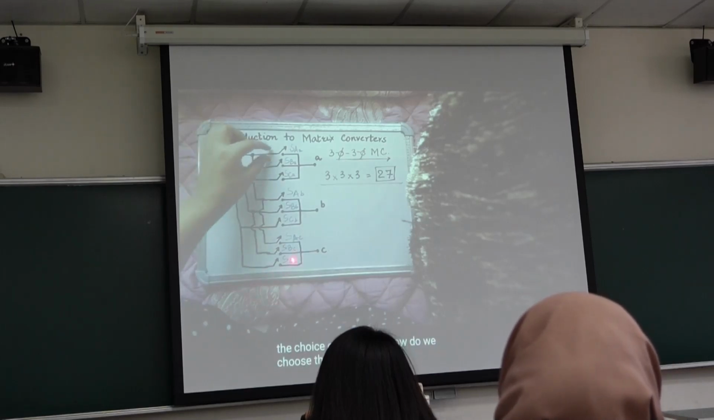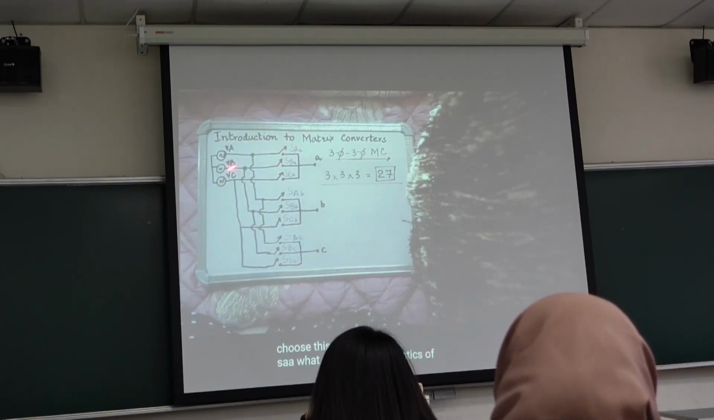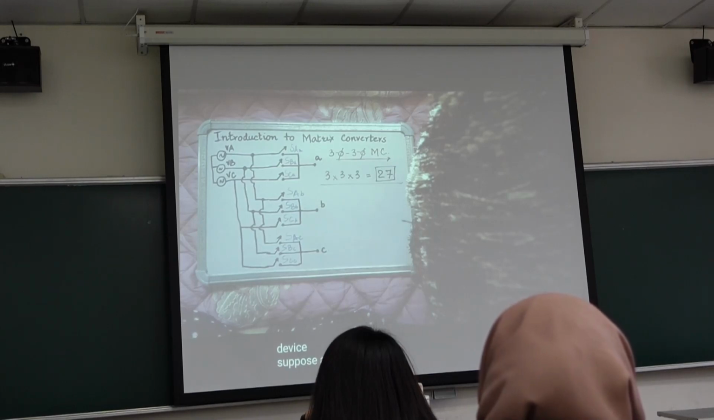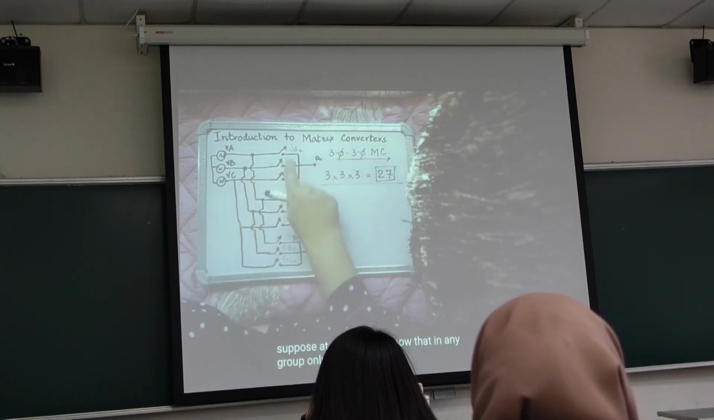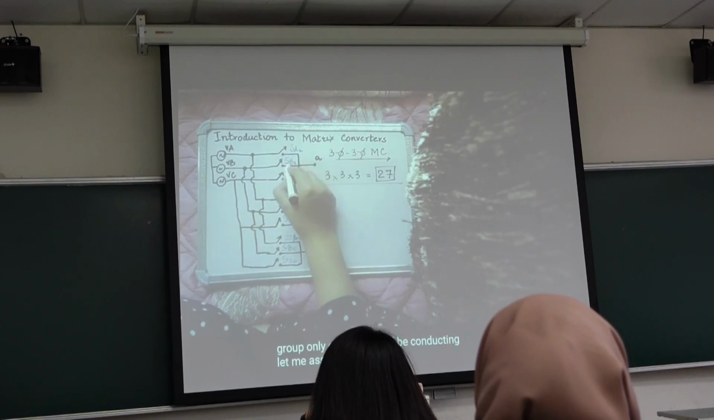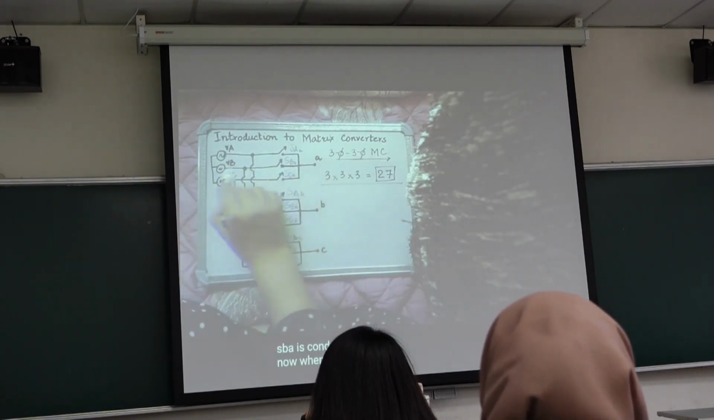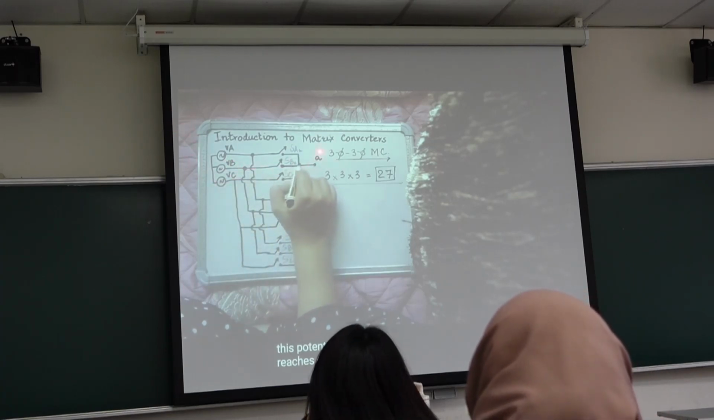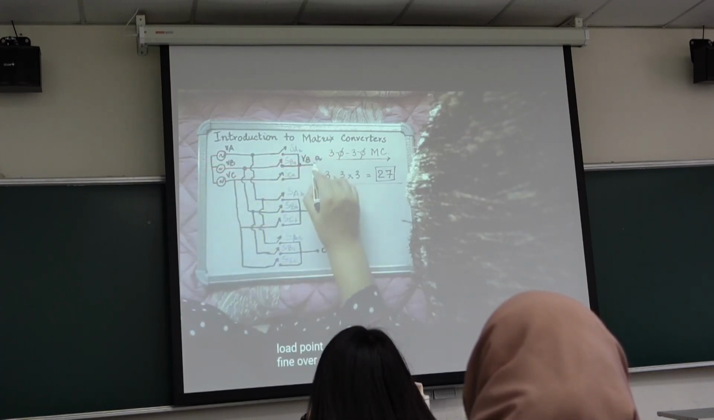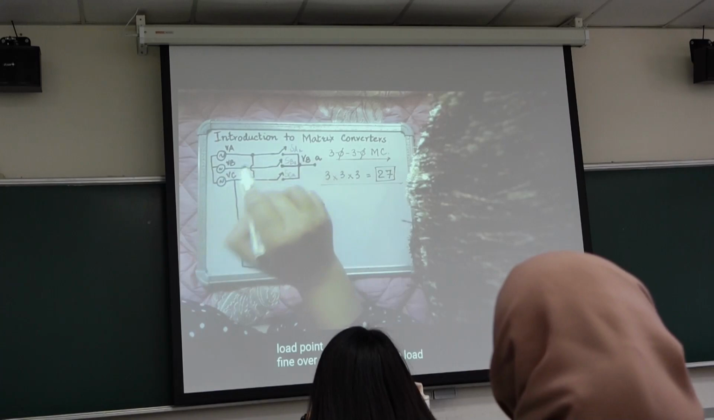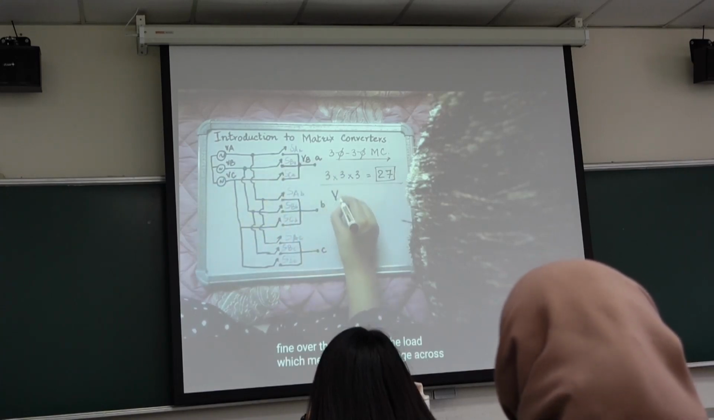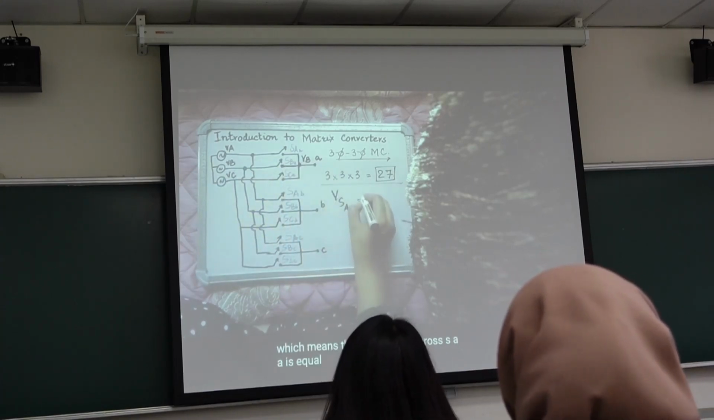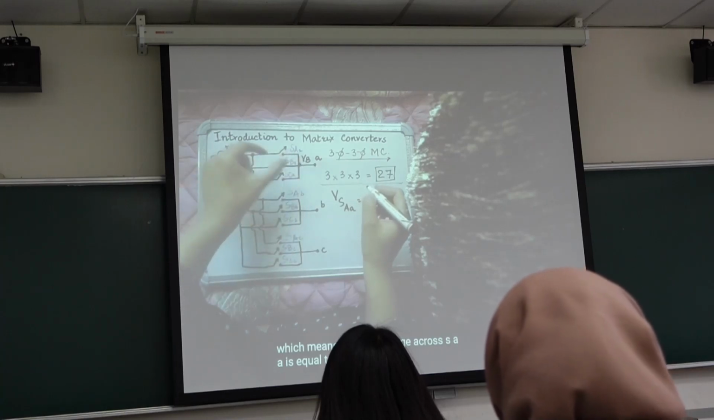Now that we know the switching states of the converter, let's talk about the choice of the device. How do we choose the device? What are the characteristics of this AC switch? Suppose at any time we know that in any group only one device will be conducting. Let me assume that this device SBA is conducting, right? Now when SBA is conducting, it means that the potential B can reach this point, and current can flow this way over the load. From the input to the output phase A of the load, which means that the voltage across SAA is equal to VA minus VB, right?